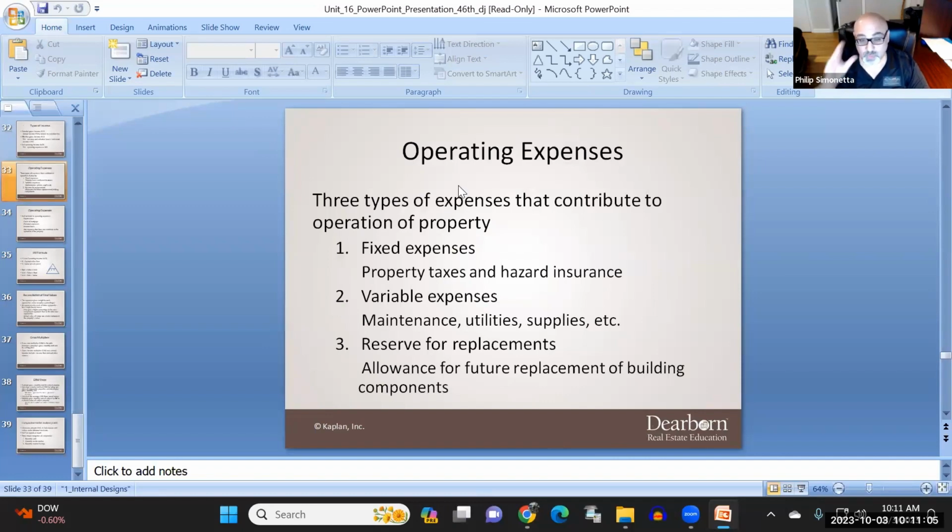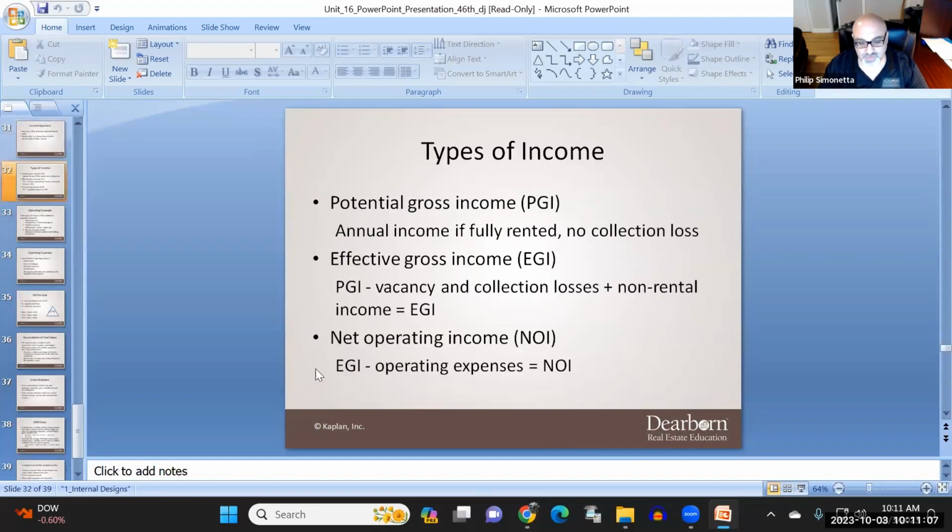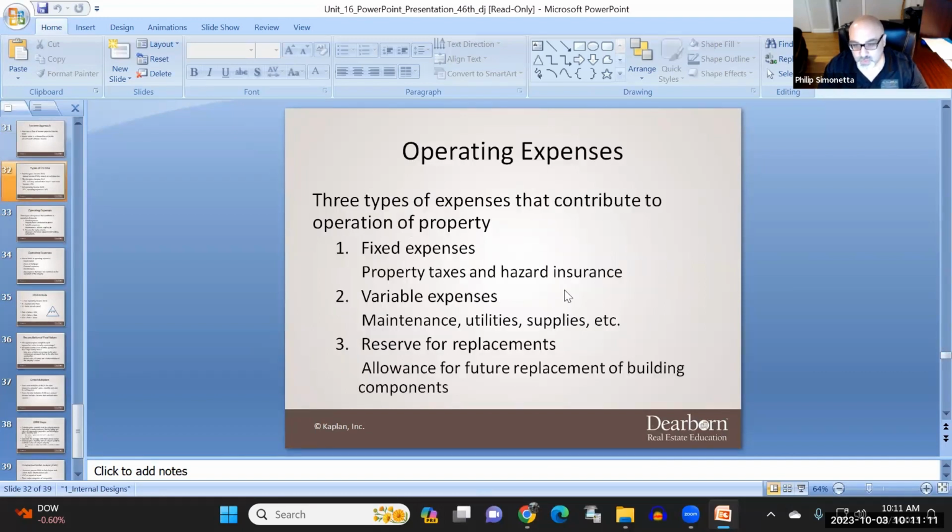Okay. So let's look at what operating expenses are. You need to know what operating expenses are and aren't. You are questioned on that. Okay. So there are 3 types of expenses that contribute to operation of property. The first one is your fixed expenses. The second one is your variable expenses. And the third one is your reserve for replacements.